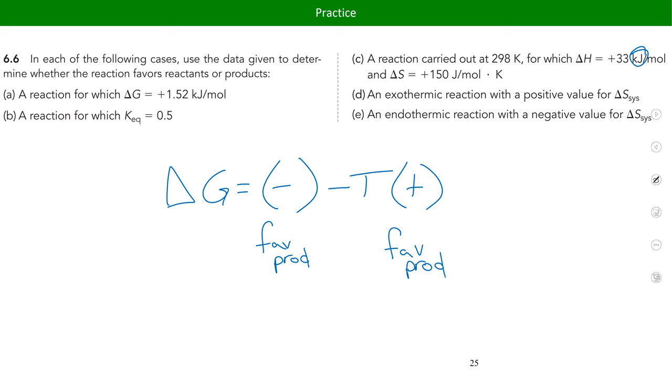If it's an endothermic reaction with a negative value for delta S, reactants are going to be favored because a negative delta S and a positive value here means that delta G will be positive no matter what. Delta G is positive, again, doesn't mean the reaction can't happen. It just means at equilibrium, you're favoring the reactants. The reaction is happening less than the reverse reaction.